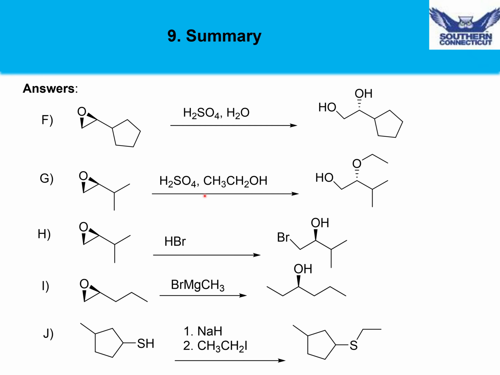Adding sulfuric acid and ethanol to an epoxide will result in a similar reaction where the alcohol adds to the more substituted carbon. In this case, we'll add an ethoxide substituent at the more substituted carbon from the opposite side as the original epoxide. The least substituted carbon will turn into an alcohol.